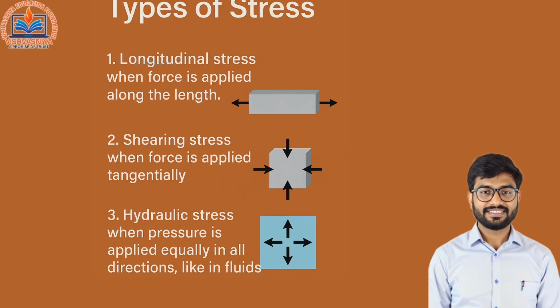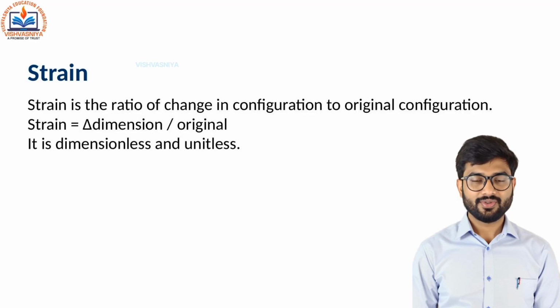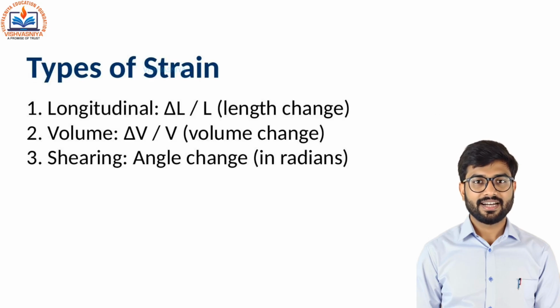Next, let's understand strain. Strain is the ratio of change in configuration to original configuration. It has no units and no dimensions. Strain is also of three types. 1. Longitudinal strain, which is change in length divided by original length. 2. Volume strain, which is change in volume divided by original volume. 3. Shearing strain, which is the angular deformation in radians.